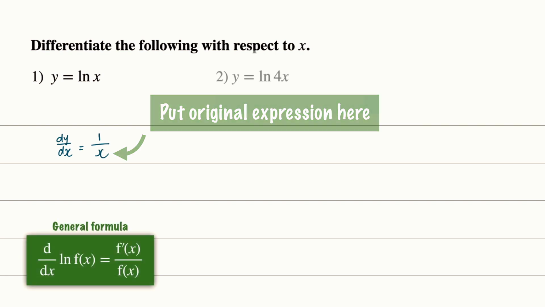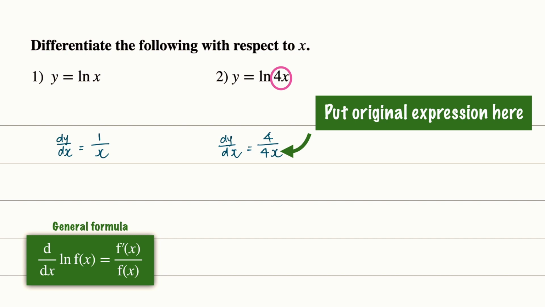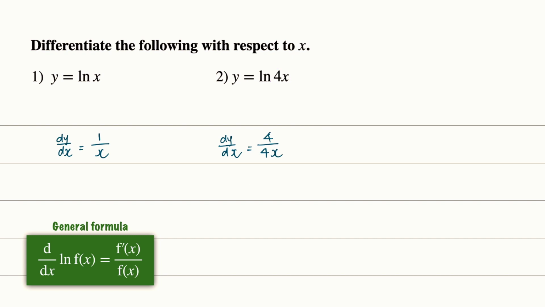Let's try out another question, number 2, to get the flow right. Zoom in to the expression after the ln, which is 4x. Differentiate this 4x, which gives us a value of 4, and place it over 4x, the original expression that comes after the ln. By simplifying further, we will then have 1 over x. So let's move on to question number 3.